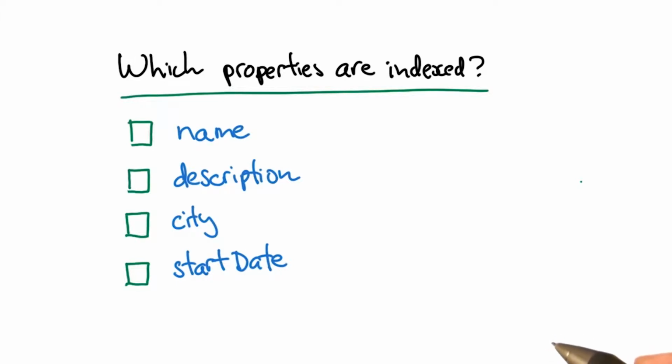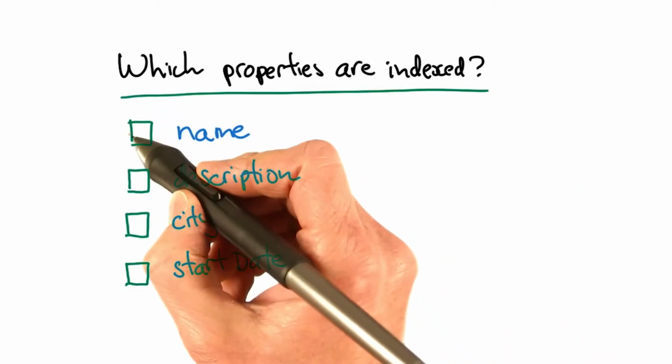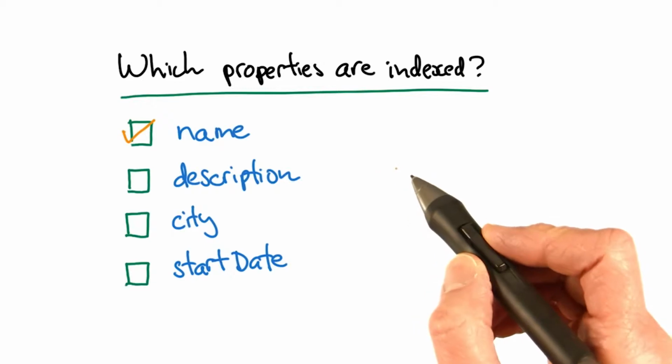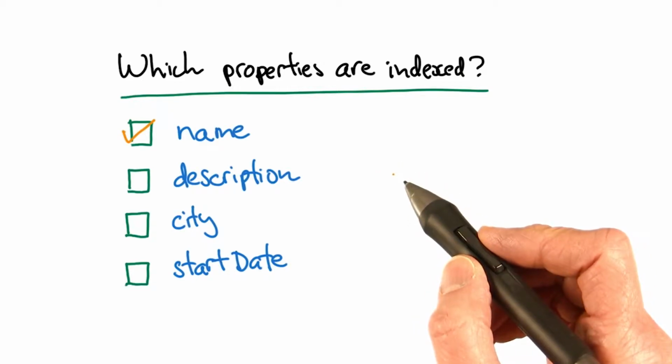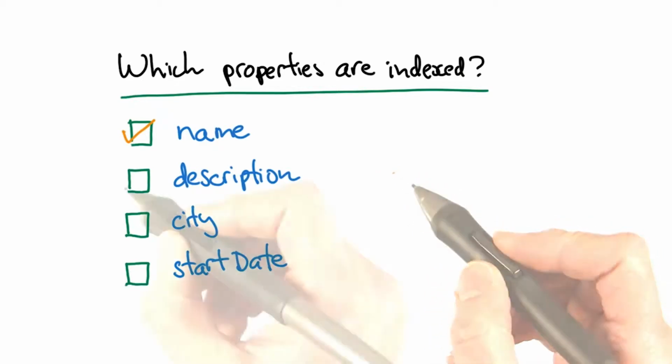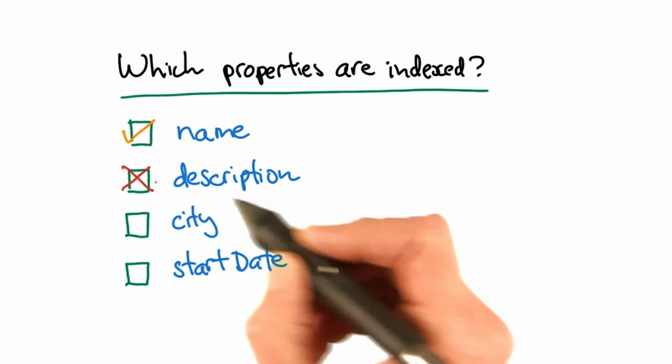So let's quickly review which properties are indexed. The name property is indexed. We're very likely going to want to search for conferences by name. The description property is not indexed.